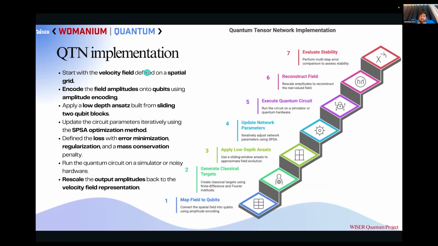For the QTN implementation, we started with velocity, did amplitude encoding on n spatial grids, made it into a low-depth ansatz using two-qubit blocks, updated it using SPSA optimization methods, then added normalization conditions and mass conservation, ran it on both the noisy and the noiseless simulator, and rescaled to extract the velocity fields.